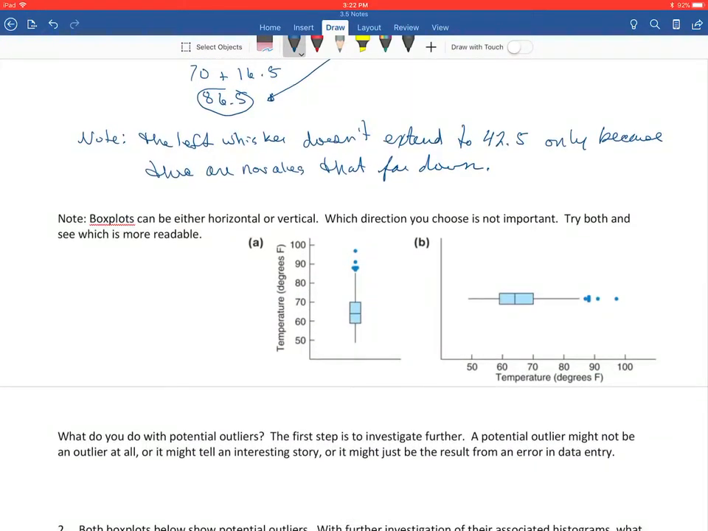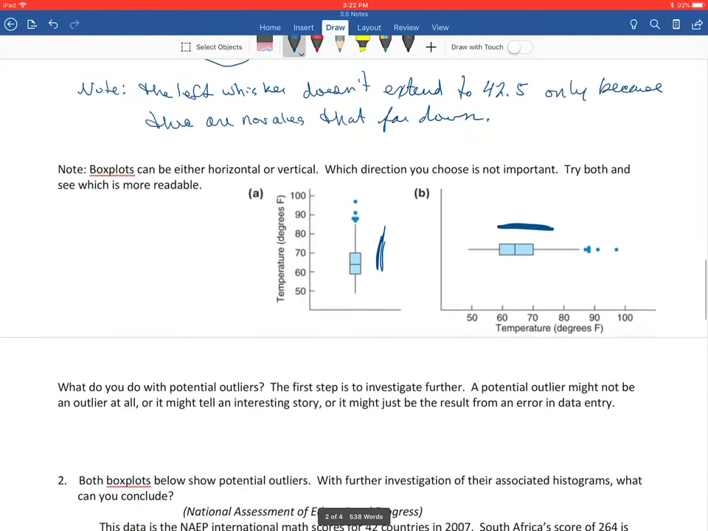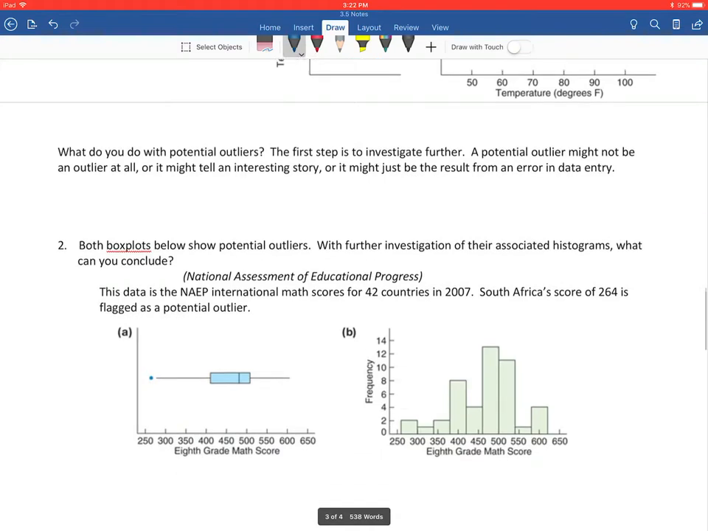Just as a note, boxplots can be made both vertically or horizontally. I personally like the horizontal view. However, StatCrunch defaults to the vertical view. So if you want to switch it, there's an option in StatCrunch to switch it to going horizontally. Do whatever you want. It's a personal preference.